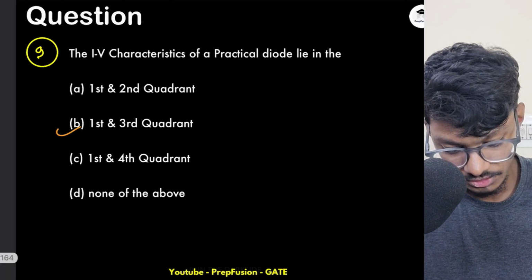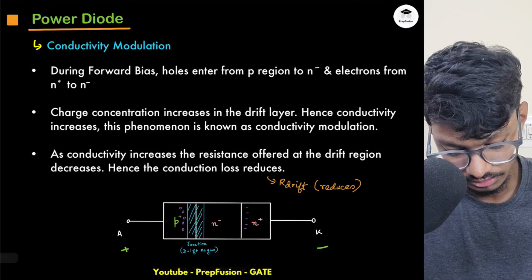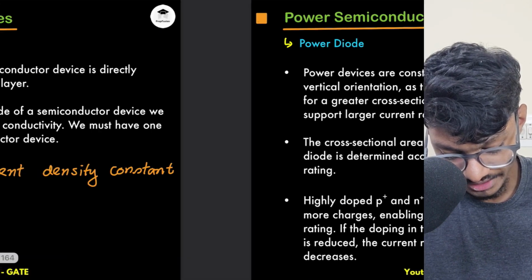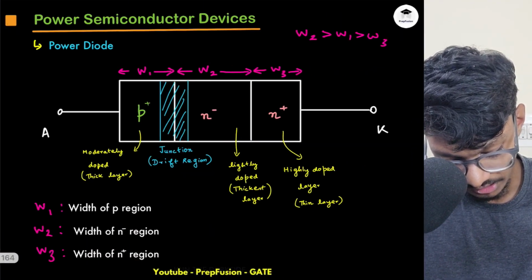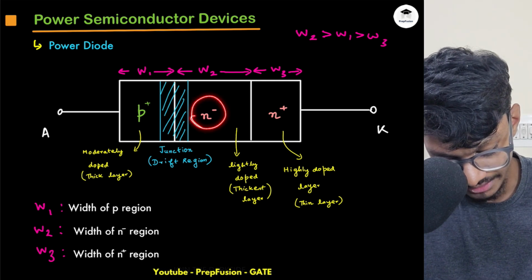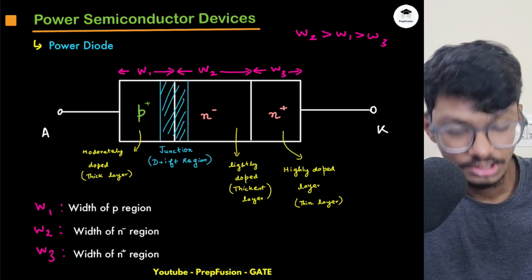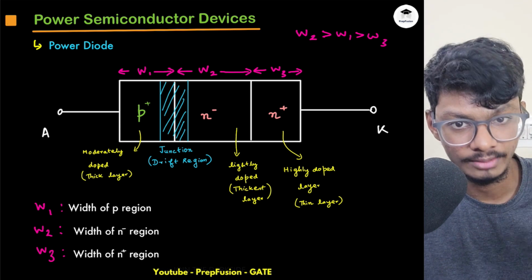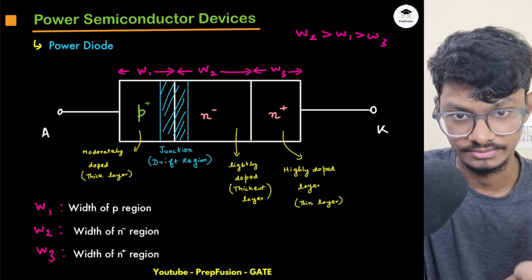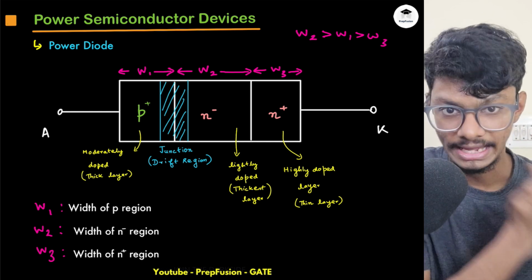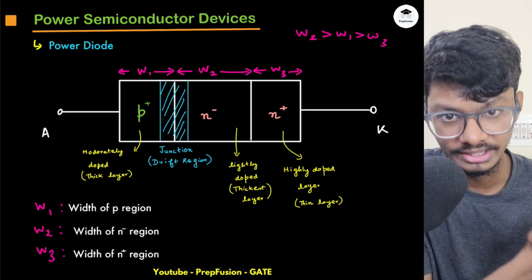I have forgotten to mention at the start why we choose N minus and not P minus. We choose N because electrons have higher mobility, so it helps in conductivity during conduction. That's why we don't choose P, we choose N, because electrons have higher mobility than holes.